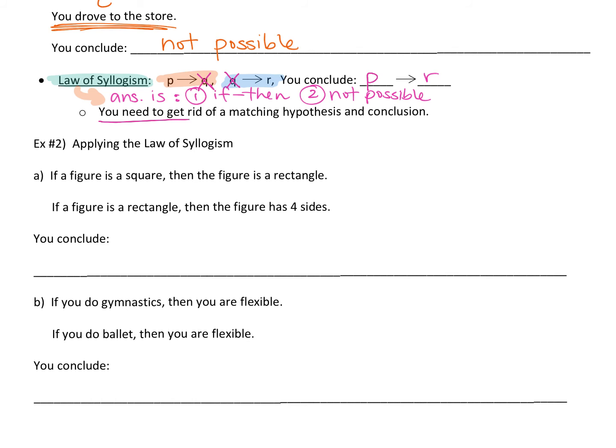Here's your little hint here. You need to get rid of a matching hypothesis and conclusion. If you get rid of two hypotheses that are the same, or you get rid of two conclusions that are the same, you're left with something that doesn't make any sense, okay? So let's look at this first example. It says, if a figure is a square, then the figure is a rectangle. Okay, hypothesis, conclusion. Then it says, if a figure is a rectangle, hypothesis, then the figure has 4 sides, conclusion.